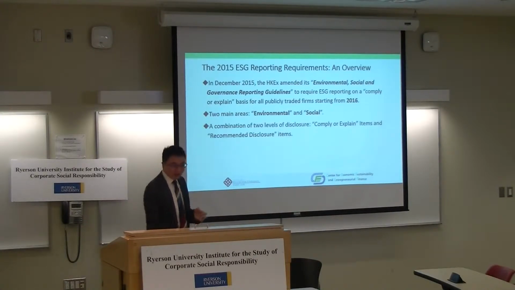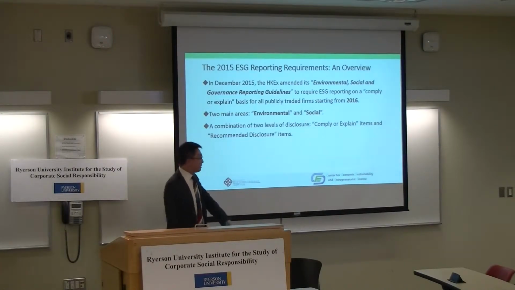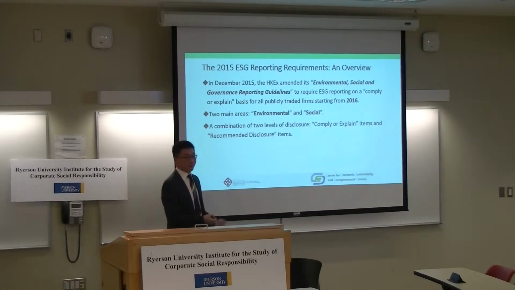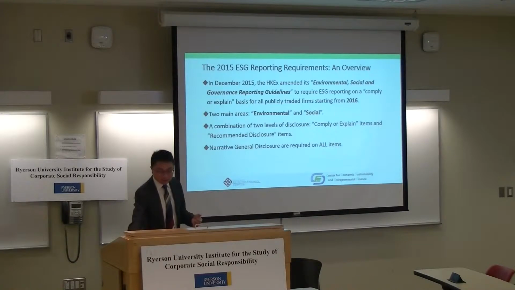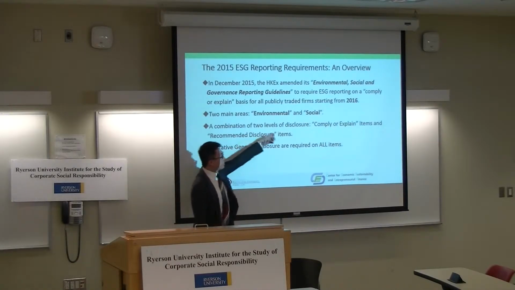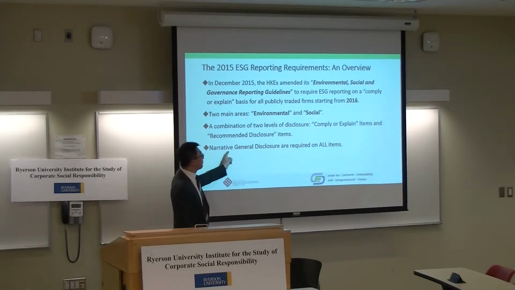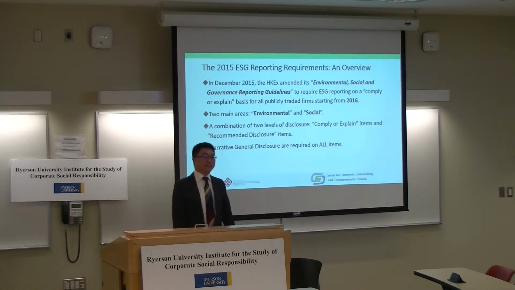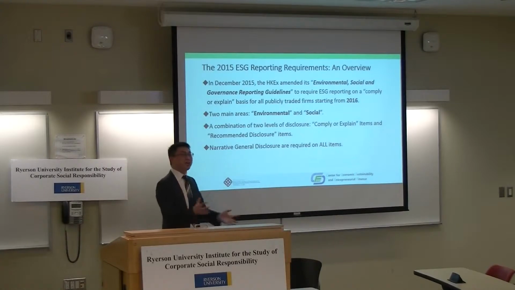For both environmental and social aspects, there are two levels of disclosure. There are comply-or-explain items, which you must disclose or explain, and there are other items, which are recommended for disclosure. For both environmental and social, what is mandatory is a narrative general disclosure on all items. For example, on greenhouse gas emissions, you have to give a general narrative disclosure on your company's policy and compliance with relevant law. This is required for every item.